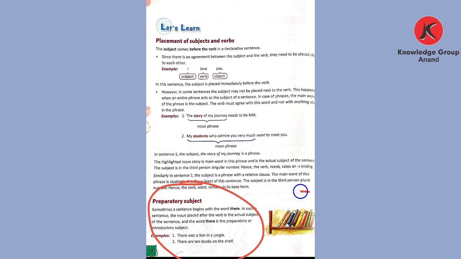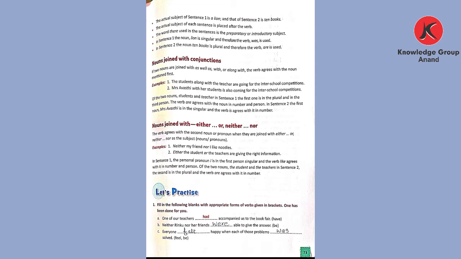There was a lion in the jungle. Here the example is given. And there are 10 books on the shelf. So here the points are given. The actual subject of sentence 1 is a lion and that of sentence 2 is 10 books. The actual subject of each sentence is placed after the verb. After the verb they have placed the subject.